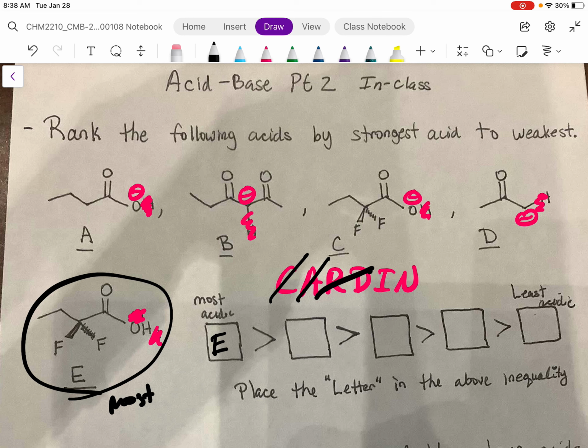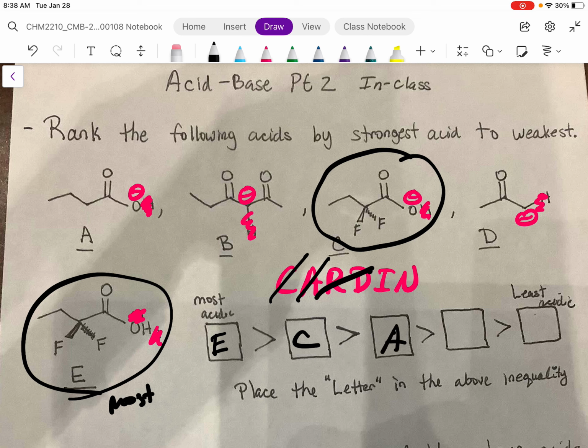Now we're going to use induction. And clearly, molecule C has those fluorines that are going to stabilize that negative charge by induction. So that means C is the next most stable conjugate base. So that would make C the stronger acid. And then, by default, A would have to be the next one.